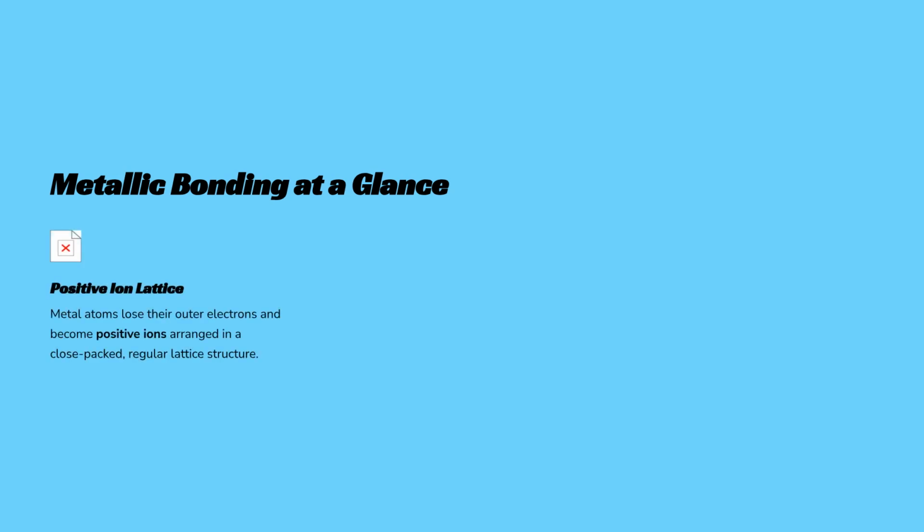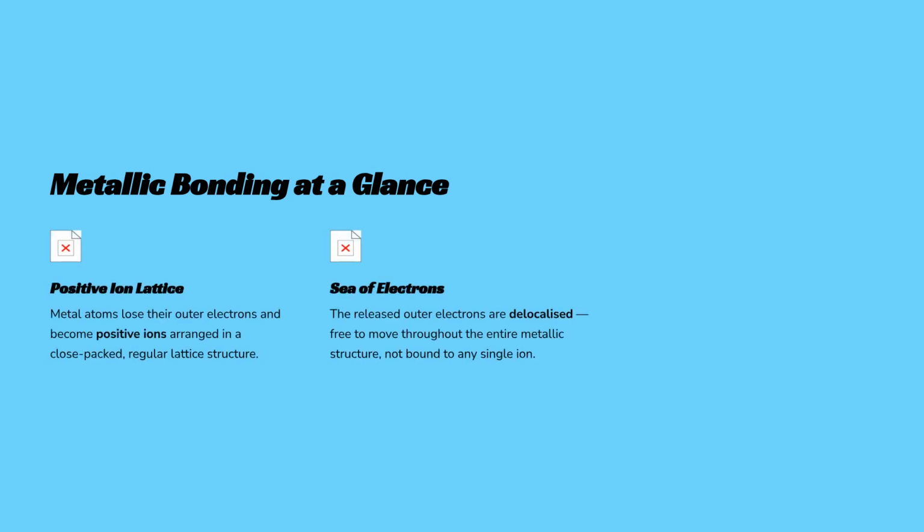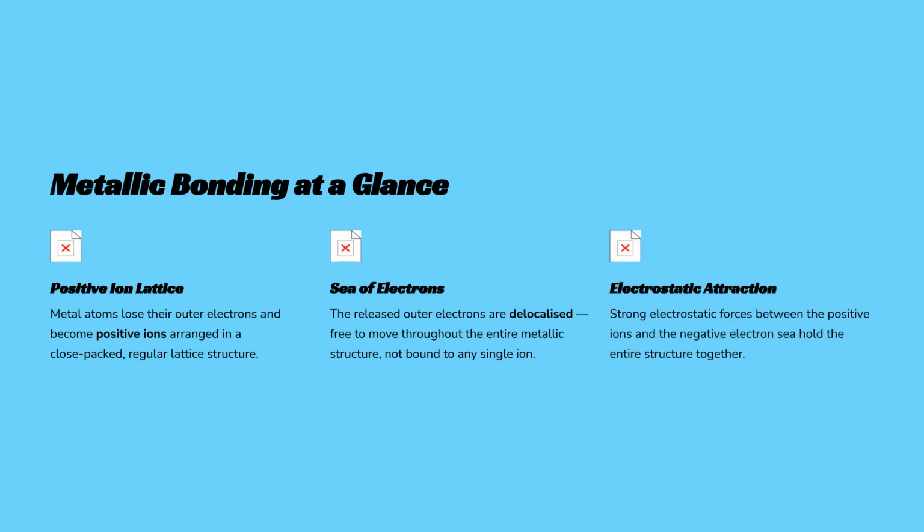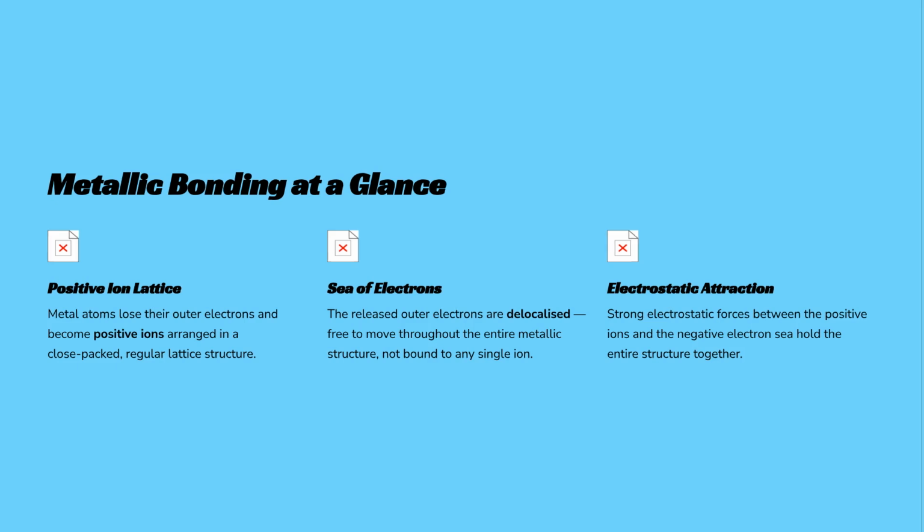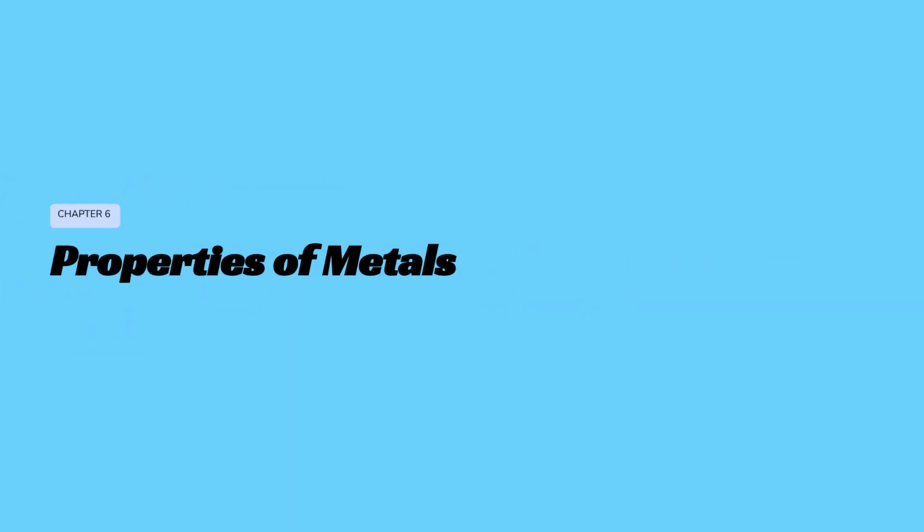The structure involves 3 key elements: a positive ion lattice, a sea of delocalized electrons free to move, and the strong electrostatic attraction between them that maintains the integrity of the whole structure. Chapter 6 covers the properties of metals and explains how the metallic structure accounts for their characteristic physical behavior.